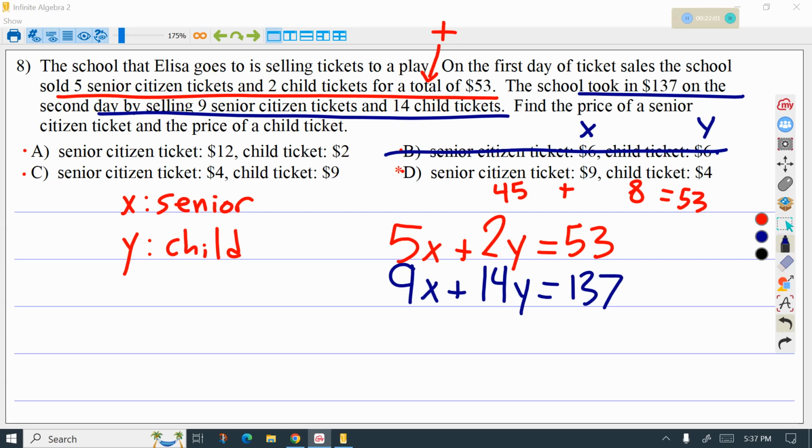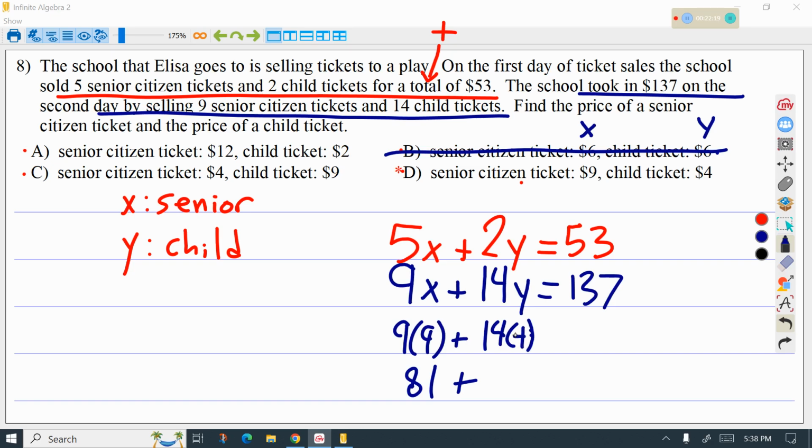So now I'm going to try these numbers with the blue equation. What's 9 times 9? 9 times 9 would give me 81. But what's this next one going to be? This would give me 14 times 4, since we have $4 per child ticket. So 14 times 4 is 40 plus 16, that's 56. And what do I get when I add up 56 plus 81? We get 137. And so you can see that these numbers make both of these equations true.